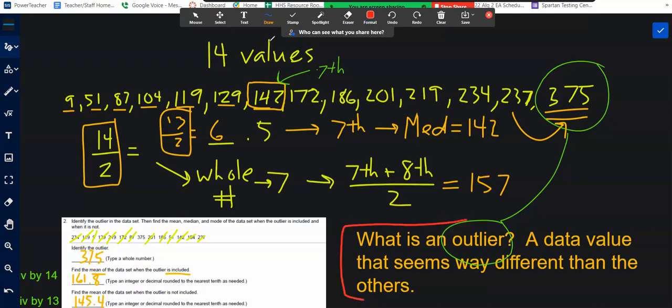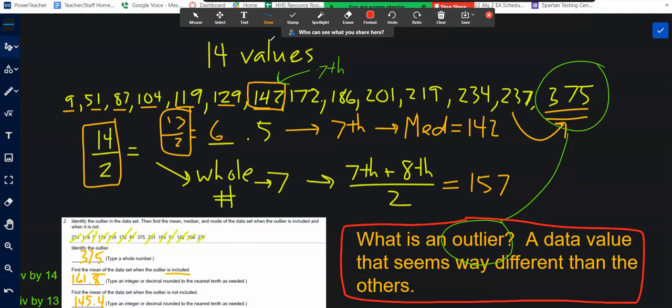Outliers. Outlier means a data value that seems way different than the others. That could be a low value or a high value. In this case, the 375 is not the worst outlier I've ever seen in my life, but it does appear to be different than the rest. There's quite a big jump between 237 and 375 compared to the other values. However, like I said, it could be low or it could be high in a data set. This one just happens to be on the high side.